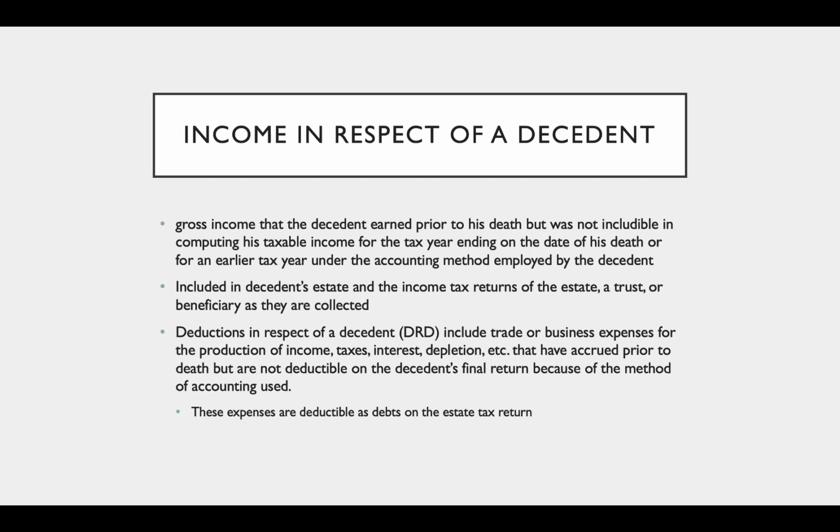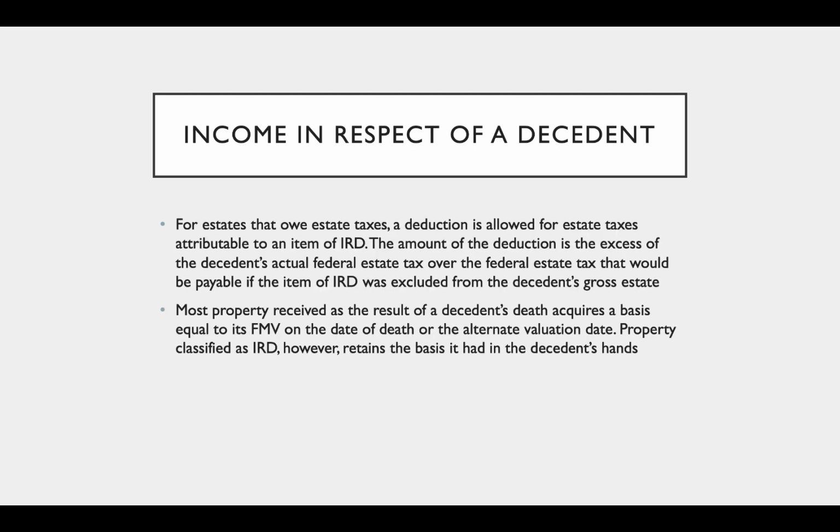They are allowed deductions, so deductions in respect of a decedent are going to include trade or business expenses for the production of the income, taxes, interest, depletion, etc. that have accrued prior to death but are not deductible on the decedent's final return because of the accounting method. And these expenses are going to be deductible as debts on the estate tax return. For any estates that might owe taxes, a deduction will be allowed for estate taxes attributable to an item of income in respect of a decedent.